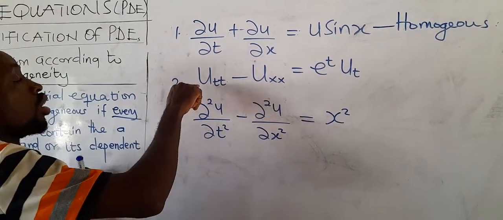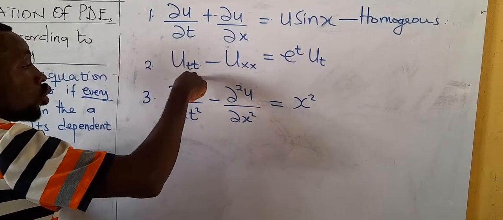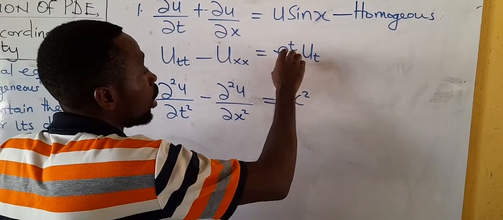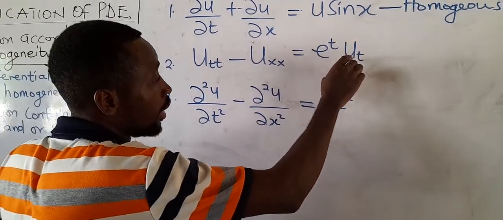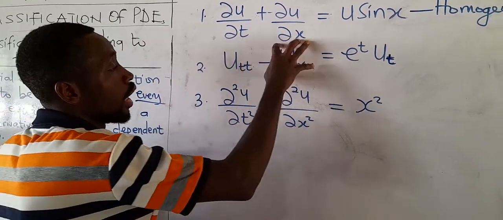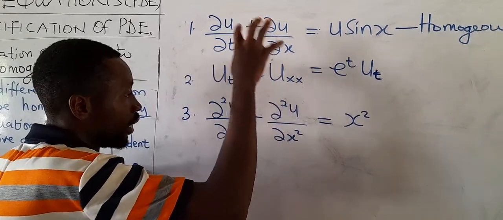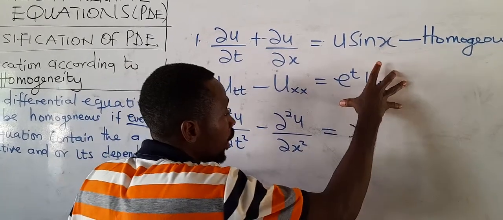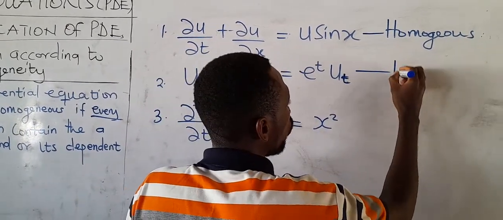Now let's check the second one. The partial derivative of u with respect to t twice, the partial derivative of u with respect to x twice, then the exponential function e to the power t, then another partial derivative with respect to t. So term 1, term 2, term 3. Let's look at the first term. Is there a partial derivative or dependent variable? Yes, the partial derivative is there. In the second? Yes, the partial derivative is there. In the third? Yes, there is a partial derivative, even though there is no dependent variable. Then it is homogeneous.